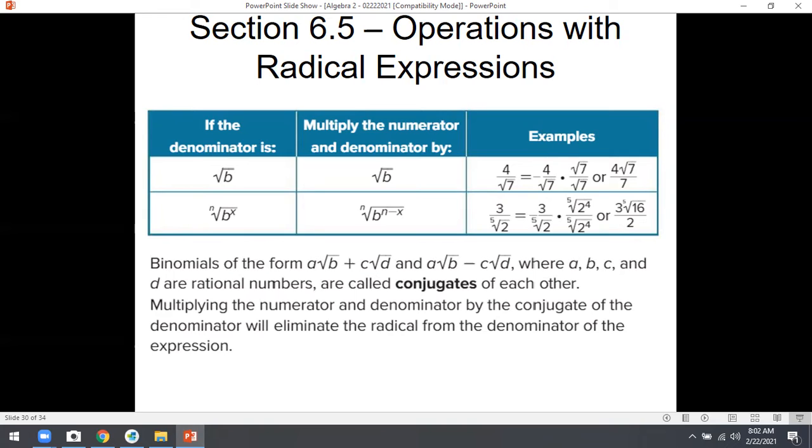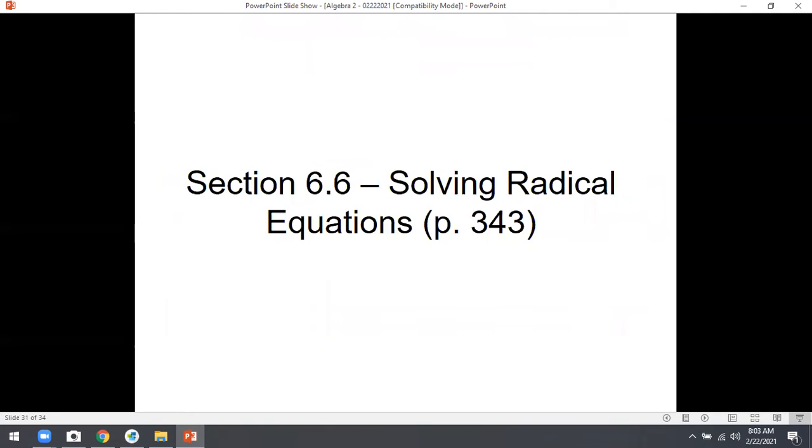And then the top can be something grosser too. If you have weird roots plus weird roots or weird roots minus weird roots, the key thing to do is use the conjugate. If you multiply the top and bottom by the conjugate of the bottom, you will be just fine, and that will clean everything up right there. And that was essentially all there was to that.